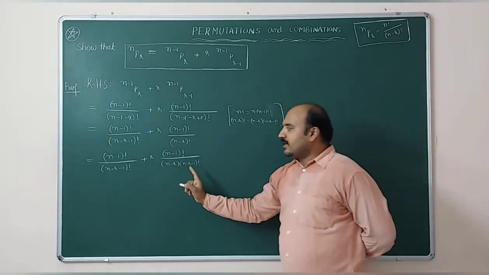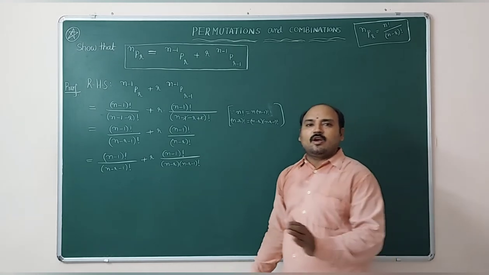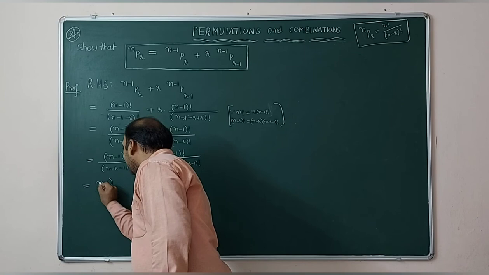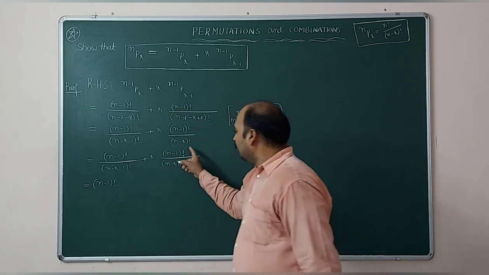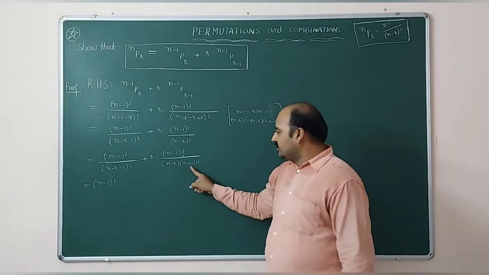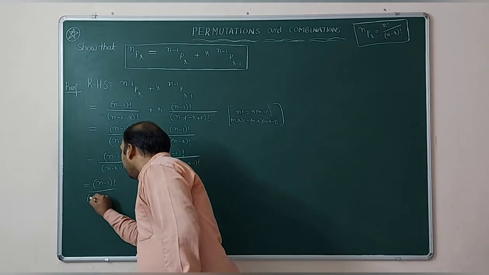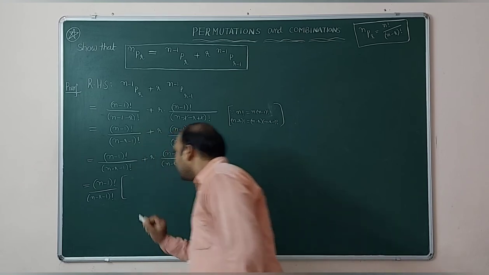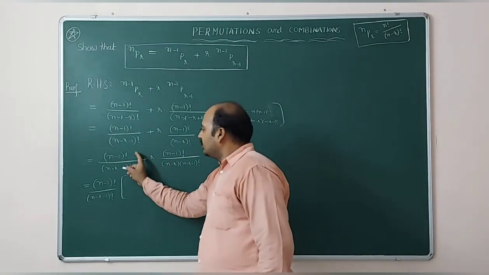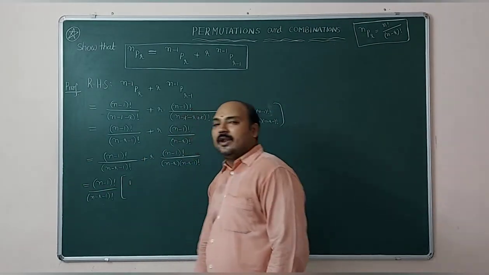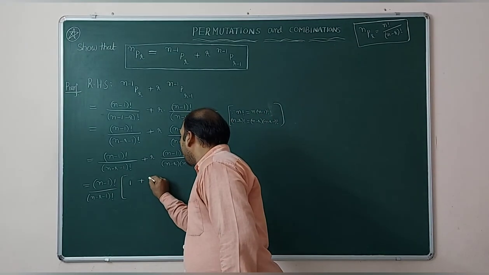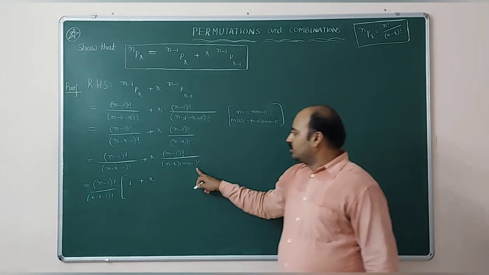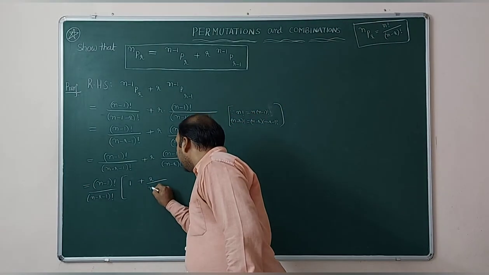From first term and second term, whatever the terms will be common, take it common. So here n minus 1 factorial is common in the numerator in both the terms. In the denominator, n minus r minus 1 factorial. Bracket. Here this total term we are taking common means 1 plus r into n minus 1 factorial by n minus r minus 1 factorial divided by n minus r.